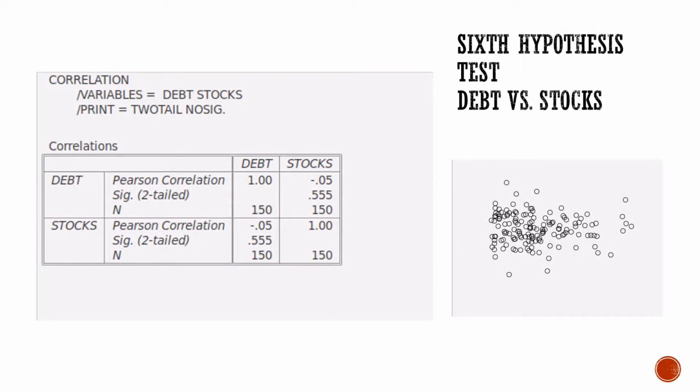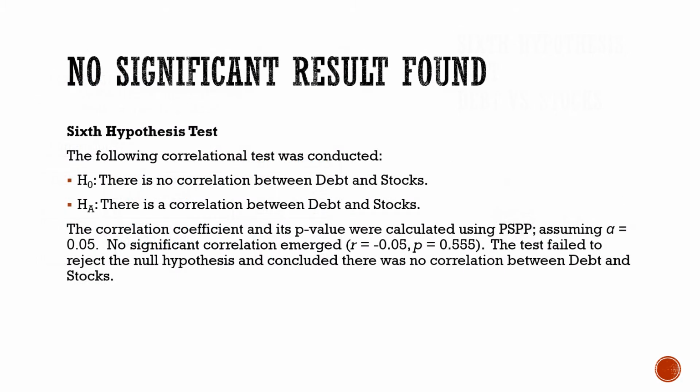The sixth hypothesis test was debt versus stocks. Again, our correlation is a negative 0.05 with a tail of 0.555. To the right, you can see the scatter plot, and the points are plotted everywhere. No significant result was found with a correlation of negative 0.05 and a tail of 0.55. The test failed to reject the null hypothesis and concluded there was no correlation between debt and stocks.